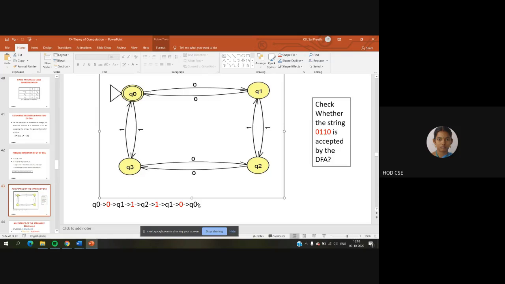What is the category of this Q0 state? Whether it is a final state? I said the final states are double circled. Yes, Q0 is a final state. Yes, very good. We stopped at the final state.